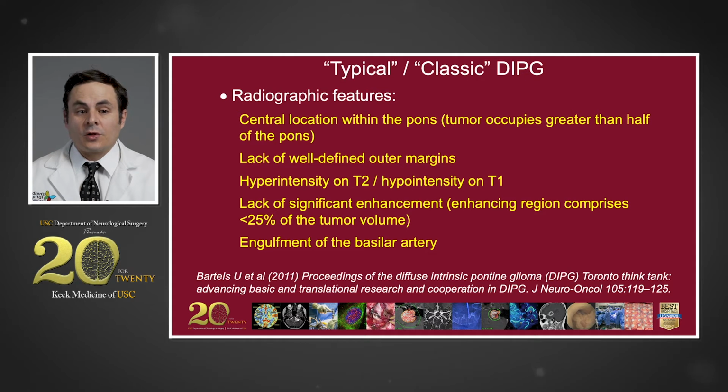Certain typical or classic radiographic features include a central location of the mass within the pons, where the tumor itself occupies greater than half of the pons, a lack of well-defined outer margins, hyperintensity on T2-weighted MRI and hypointensity on T1-weighted MRI, and a lack of significant enhancement. There may be enhancement within the tumor, but the enhancing region itself comprises less than 25% of the tumor volume, and engulfment of the basilar artery.